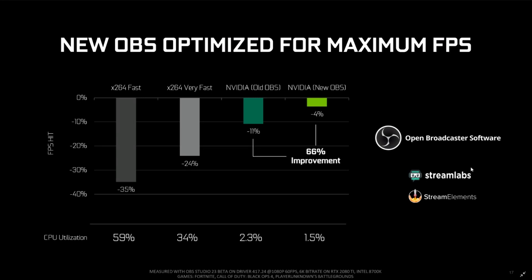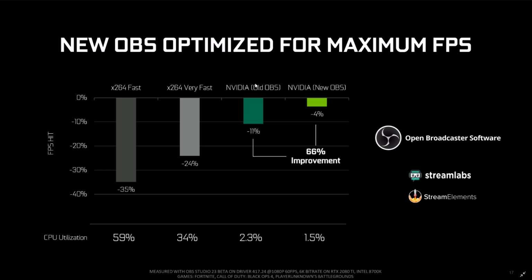Today I'm gonna do a small video on the new OBS 23. They completely revamped the NVENC module in it. It's pretty amazing. As you can see here, in this slide Nvidia did, they were using an Intel 8700K with an RTX 2080 Ti. They're comparing the FPS hit that you're losing when you're streaming with the CPU, like an x264 fast preset versus very fast, and also the CPU utilization.